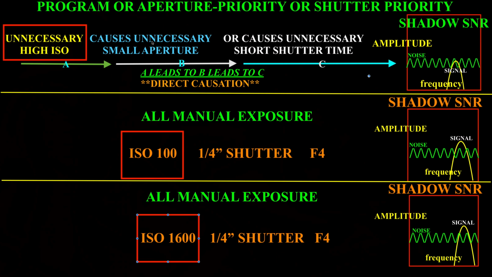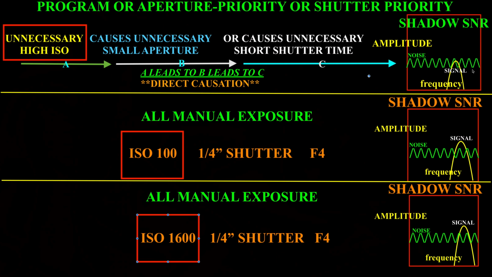You set an unnecessarily high ISO. Let's say it's outdoors and it should be ISO 100, but you left it on ISO 400 or 800. Let's say it's indoors and you could get away with handheld shots at ISO 1600, but you cranked it up to ISO 12,800. Perfect example. Okay, unnecessary high ISO leads to, depending on whether it's aperture priority or shutter priority, or completely automatic, unnecessarily small aperture or unnecessarily short shutter time.